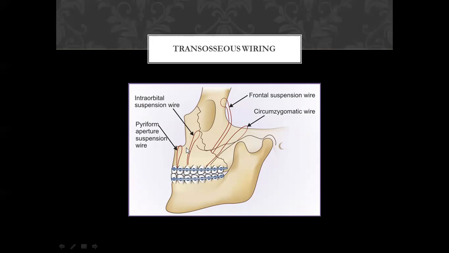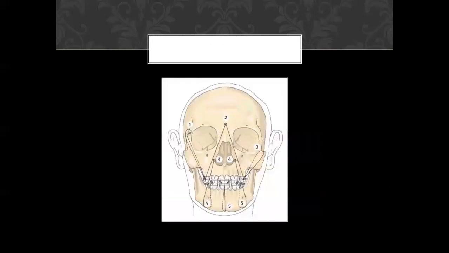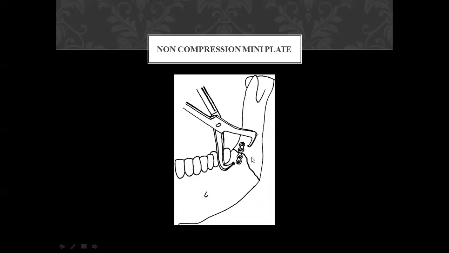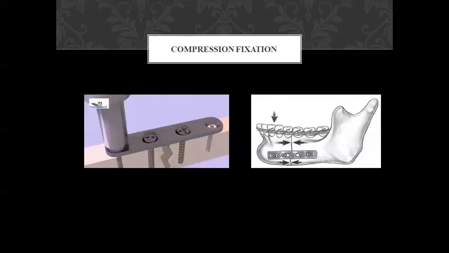In such conditions, these types of transosseous wiring will be used, which include frontal suspension, circumzygomatic, infraorbital, and piriform aperture suspension wiring. This is another picture which shows the frontal suspension wiring, lateral suspension wiring, piriform suspension wiring, and the circumzygomatic suspension wiring. This is the non-compression mini plate, which we nowadays use, where a single mini plate will be placed across the fracture line. So just remember the picture and the importance of it.